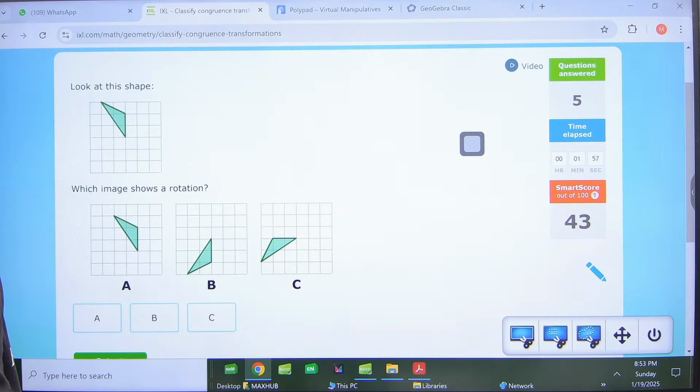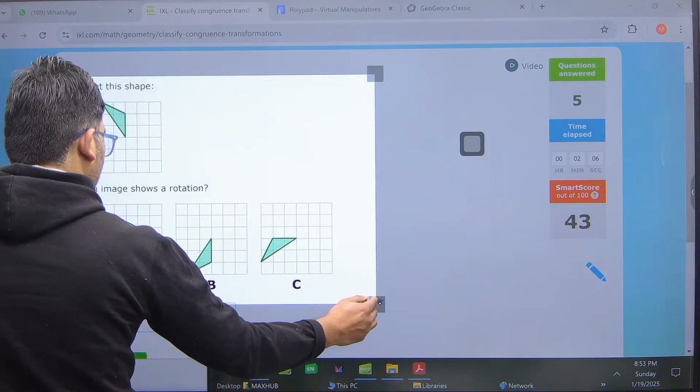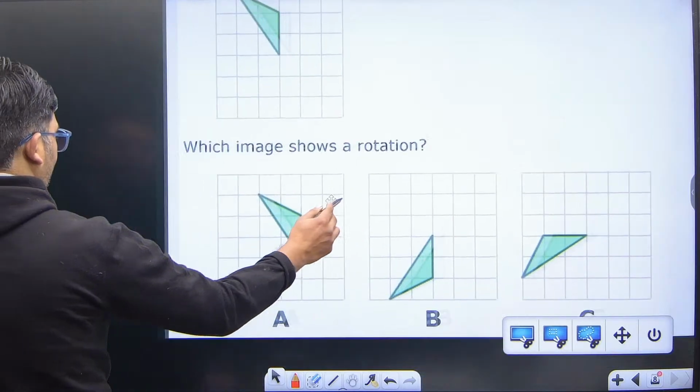So, how are you rotating? Like from that point and then just keep going, 3 turns. Let us check it out. You are saying B, right? Yeah.